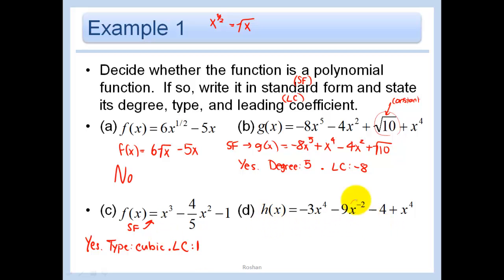Now let's look at this one. Oh, well, I have a negative exponent. I cannot have negative exponents, so no, this is not a polynomial function.